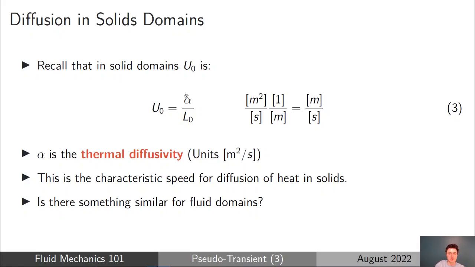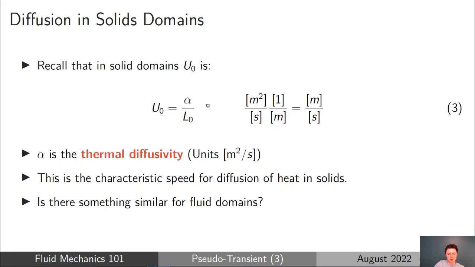The formula we use is the thermal diffusivity, alpha, which has units of meter squared per second. And this is a material property. It's taken as the average thermal diffusivity across the entire solid domain. And we know this before even starting the CFD calculation. And we divide that by the characteristic length of that solid domain. So meter squared per second and 1 over meter gives the correct units of meter per second, which we want.